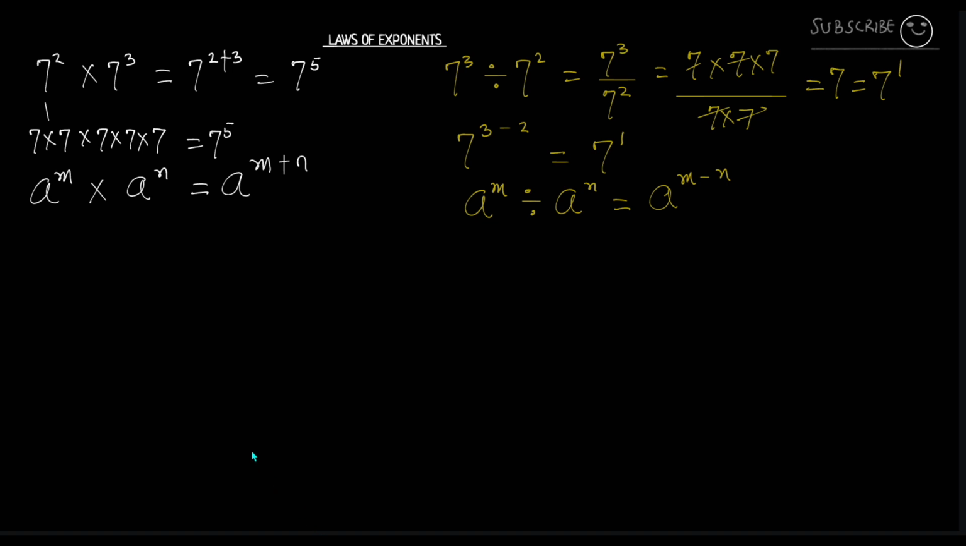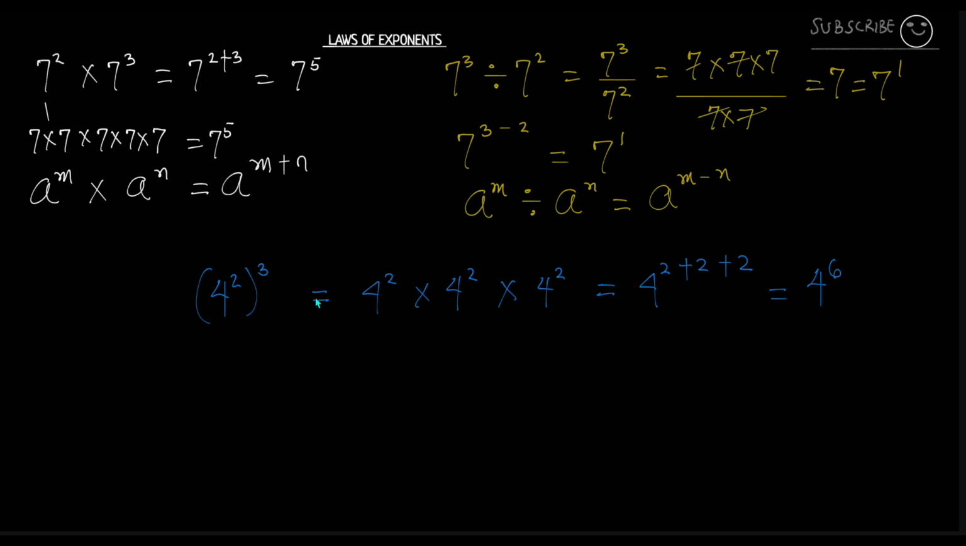Moving forward. Now you can also have what you call the power of powers. That's when you're trying to raise a power to another power. For instance, if you have 4 raised to the power of 2, raised to the power of 3. This means you are taking 4 to the power of 2 to multiply itself 3 times. And when you add this up, using the first law, we have 4 raised to the power of 2 plus 2 plus 2, adding up the exponent, and this equals 4 raised to the power of 6.